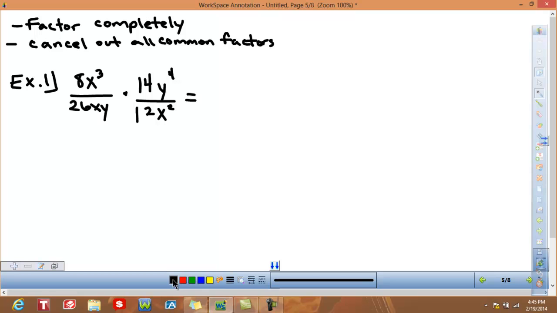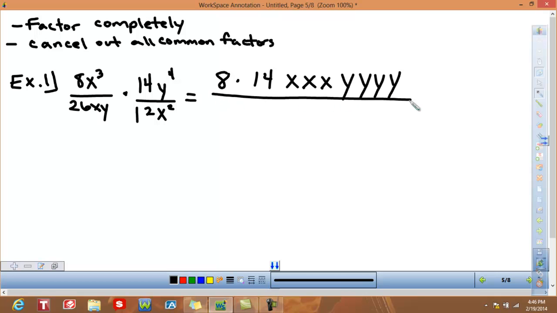The first thing we need to do is multiply across the numerators and multiply across the denominators, and expand the variables. We can see that every one of these numbers has a 2 in common. So I could take out a 2. 2 goes into 8, 4. 2 goes into 14, 7. 2 goes into 26, 13. And 2 goes into 12, 6.